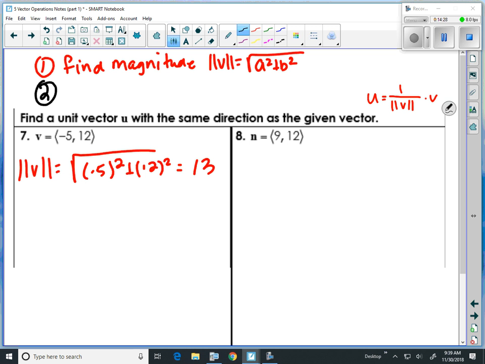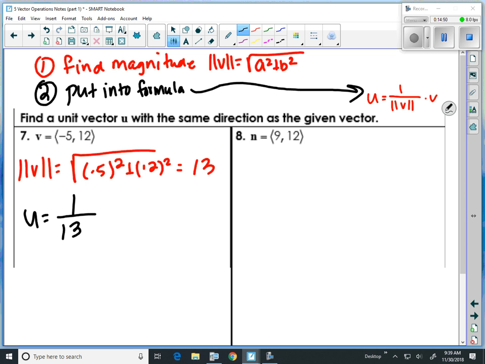Okay? Step 2 is put it in that unit vector formula, which is this one right here. You're going to put it right into that formula. So we have u equals 1 over 13. We found that 13 was our magnitude. And we're multiplying that by v. This right here, that v is your original vector.